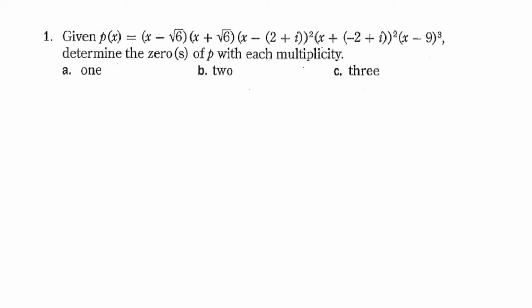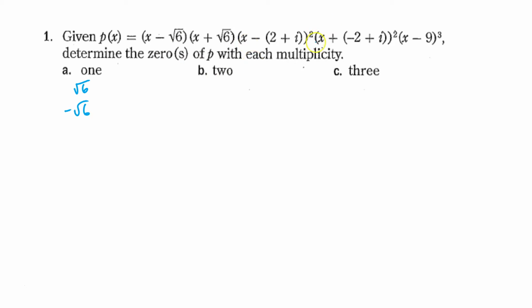So the roots that have a multiplicity of 1 are going to be the ones that have no exponent at the top of their factor. If we look at this first factor, we have x minus root 6. The number I would plug in for x here that would give me 0 would be just square root of 6. And then over here, to get this to cancel out, I would need a negative square root of 6. So those are the zeros that have that multiplicity.